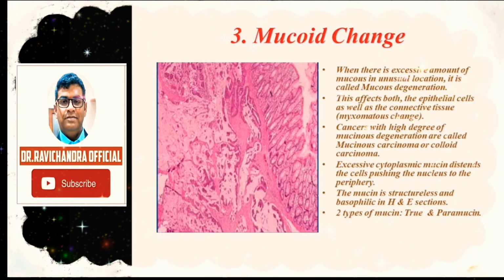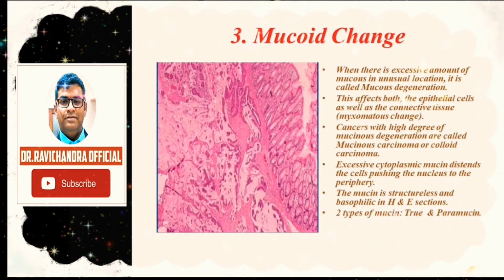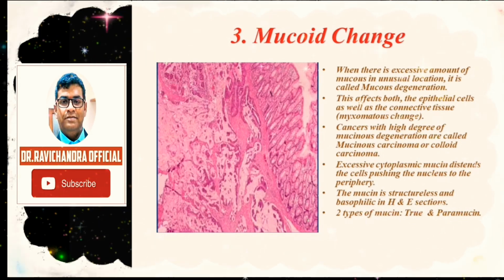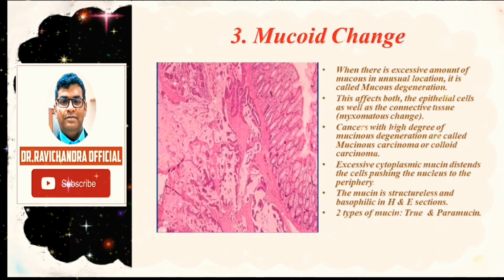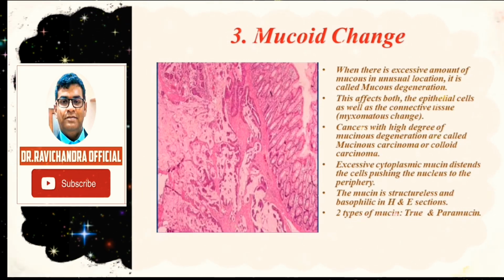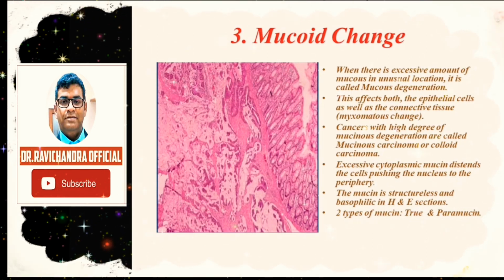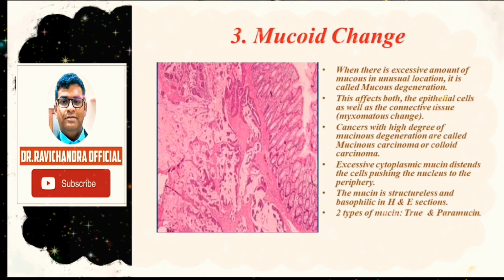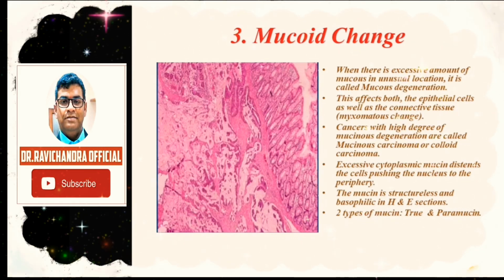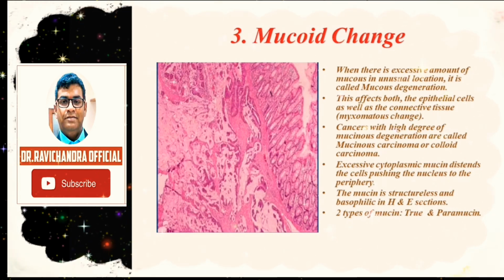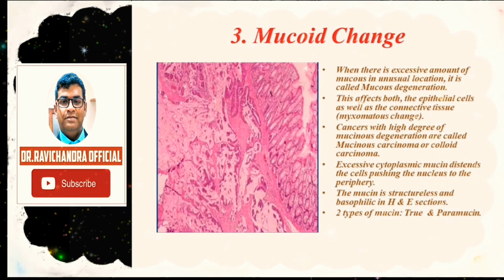Mucoid change. When there is an excessive amount of mucus in unusual locations, it is called mucus degeneration. This affects both the epithelial cells as well as the connective tissue; then it is called myxomatous change. Cancers with a high degree of mucinous degeneration are called mucinous carcinomas or colloid carcinomas. Excessive cytoplasmic mucin distends the cells, pushing the nucleus to the periphery. The mucin is structureless and basophilic in H and E sections, which you can observe in the picture.